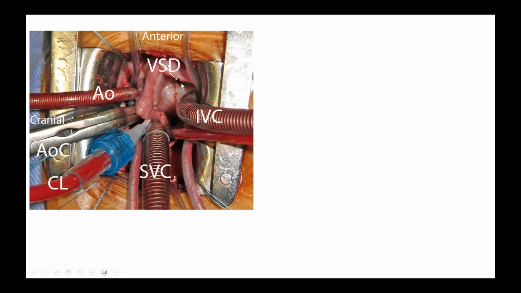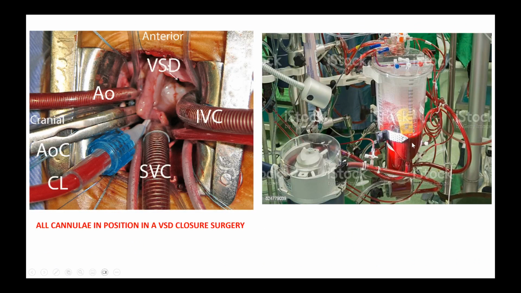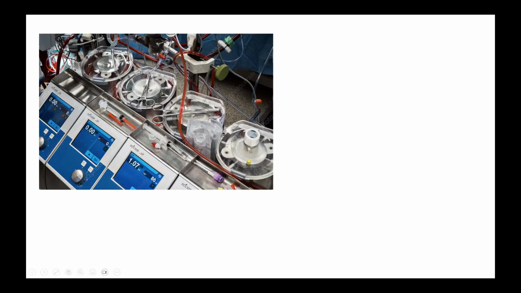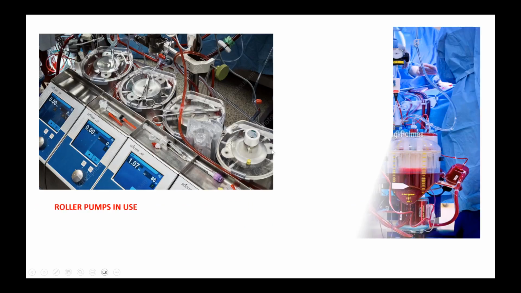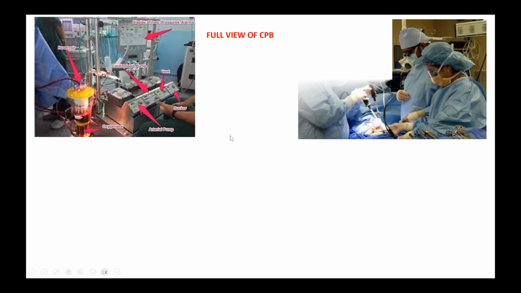This is a case of VSD repair. So all the other, this is the cross clamp which has been applied. These are all the other drains which are there. So blood is now brought into the oxygenator, and these are the roller pumps which are normally used to pump the blood, and this is again sent to the reservoir, and this is the full-fledged view of the cardiopulmonary machine that is being in use.